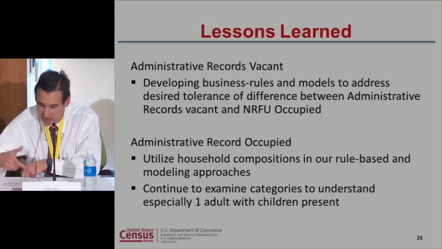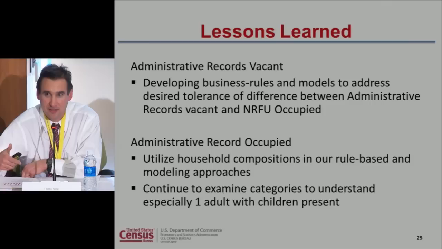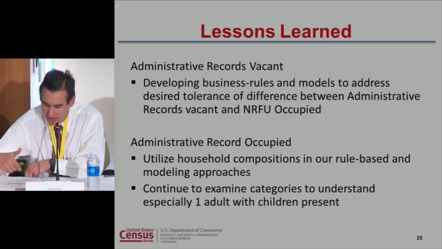For administrative records occupied, we are looking at whether we might utilize more of this household composition going forward in our rule-based and model-based assignments. So we definitely are doing that, and we are continuing to examine this data further, especially to understand the category of one adult with children present. And now I'll transition over to Eli.